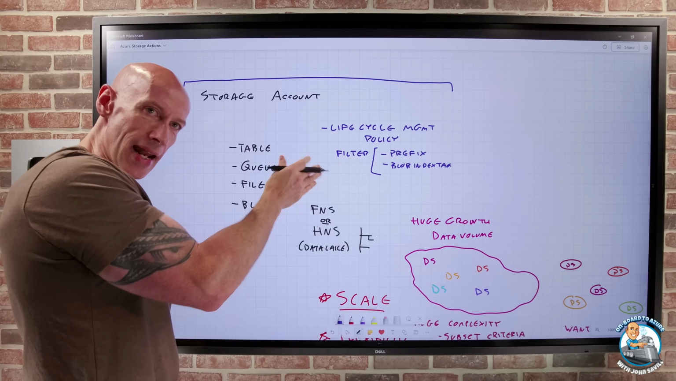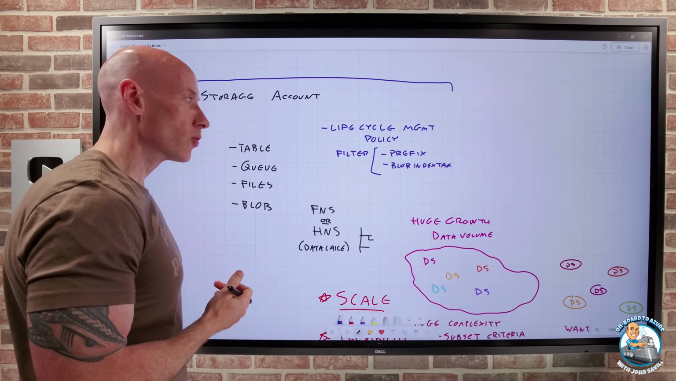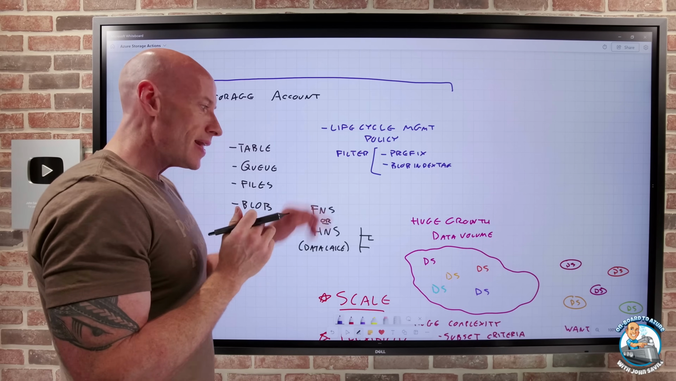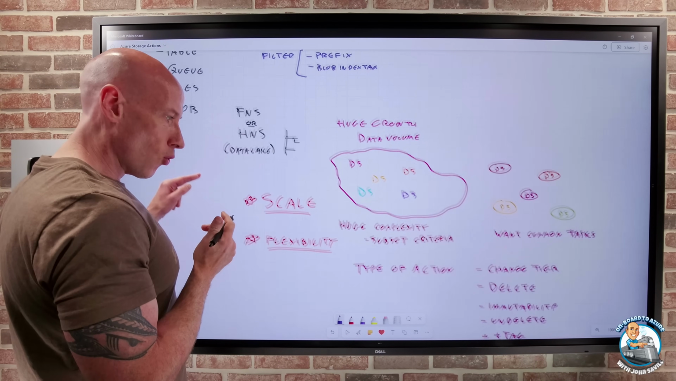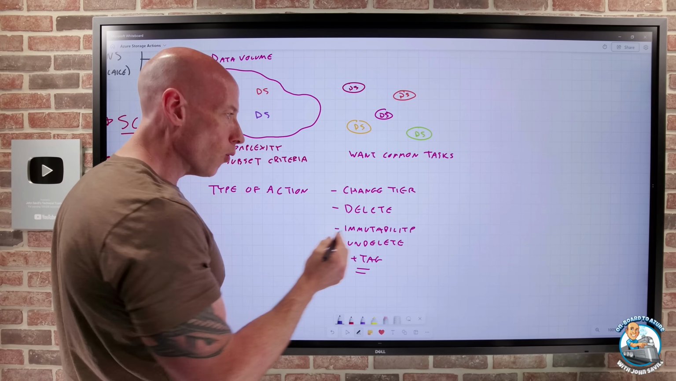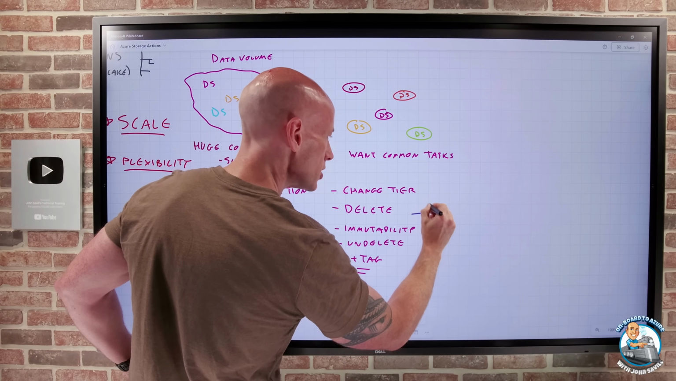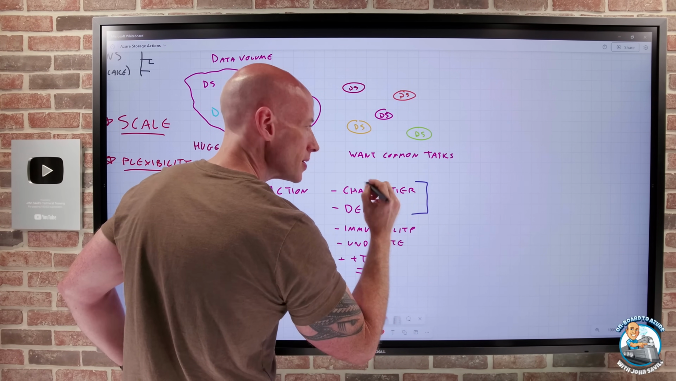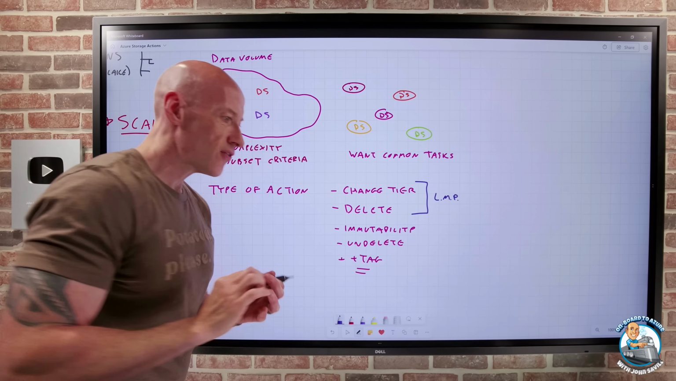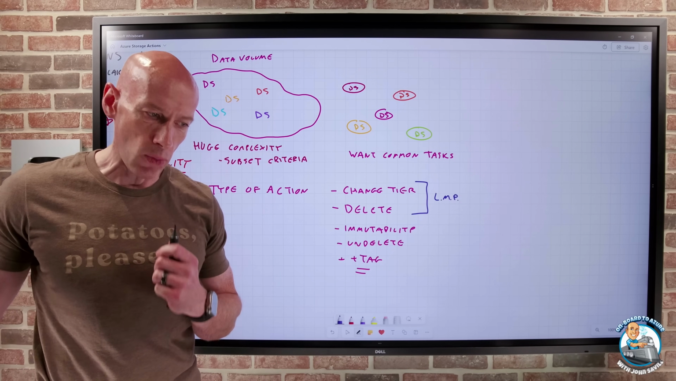And this can work on the flat namespace. This can work on the hierarchical namespace. And then once I define that filter, I can perform certain tasks. Now, the only tasks I can support is change tier and delete. So that's what I can do with the lifecycle management policies. So it's fairly restrictive in what I can actually work on.